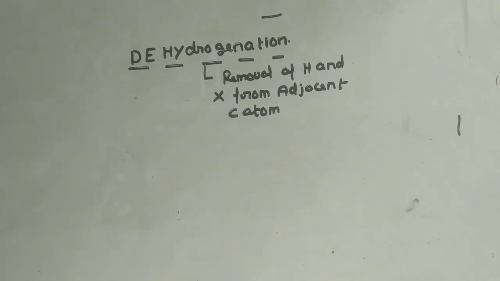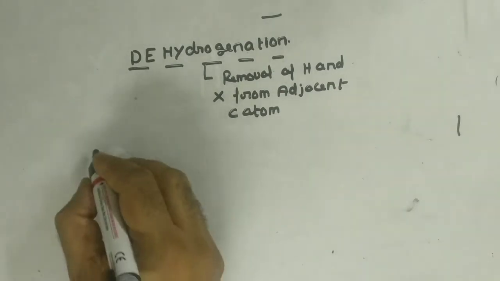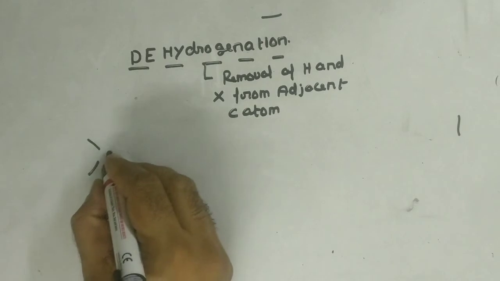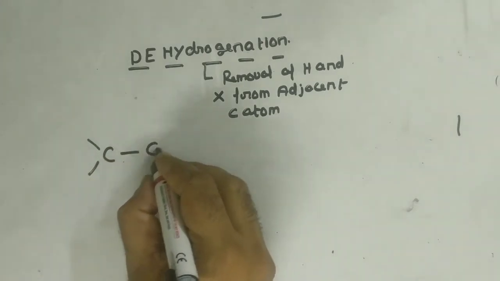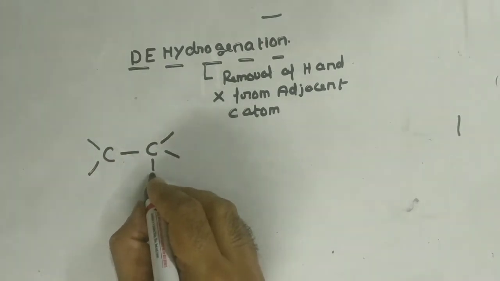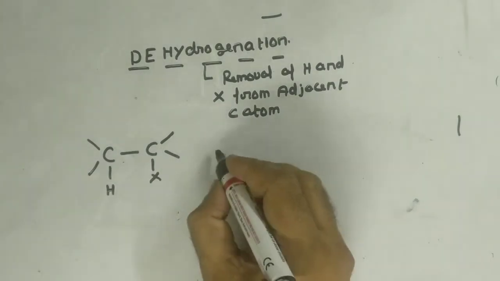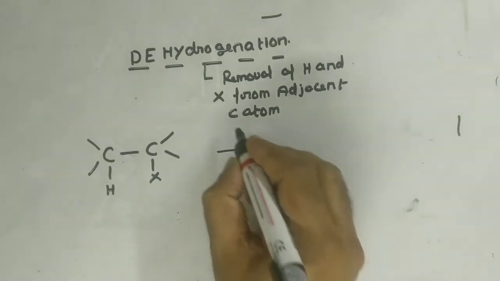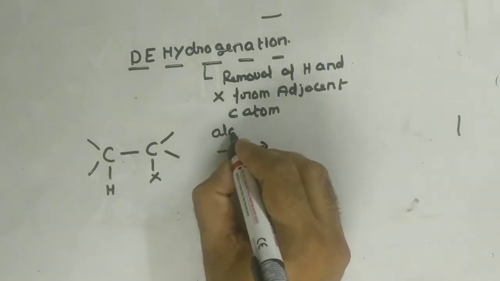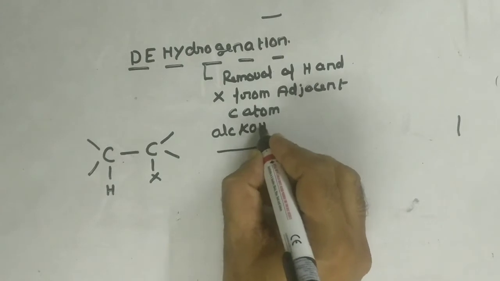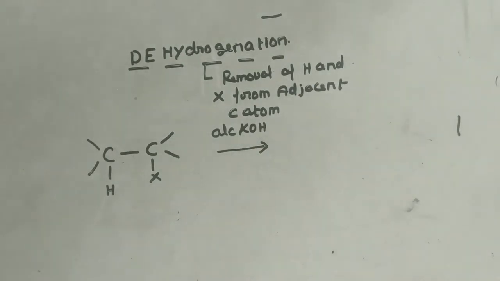From one carbon we remove hydrogen, from the adjacent carbon we remove halogen, and we get the formation of an alkene. For example, we have this compound, a haloalkane. What we do is react it with alcoholic KOH. We need a very strong base for the elimination reaction called dehydrohalogenation.